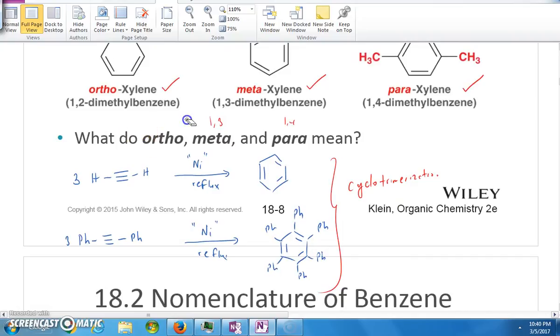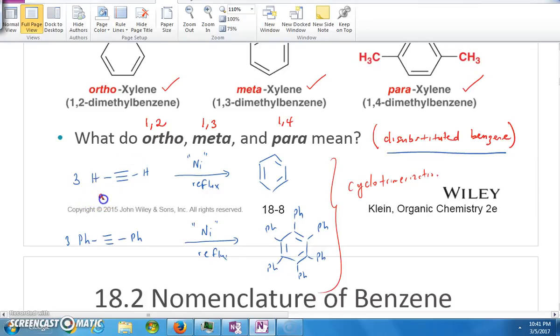It's very simple. This is used when you are trying to name di-substituted benzene. See, when you're trying to name di-substituted benzene, that's when you need to use ortho, meta, para. For instance, ortho simply means 1,2, meta means 1,3, para means 1,4. And that's basically what it is. But this is used only when naming di-substituted benzenes.